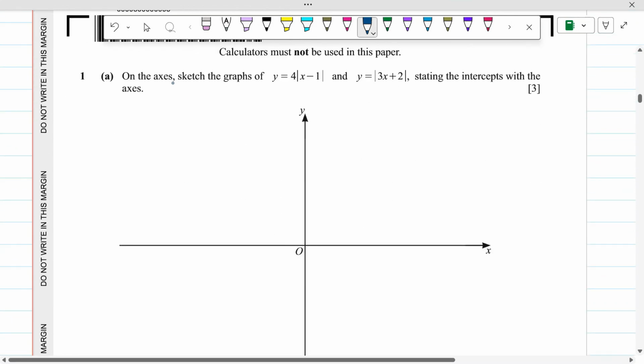On the axes, sketch the graph of y equals 4 times the absolute value of x minus 1 and y equals the absolute value of 3x plus 2, stating the intercepts with the axes.